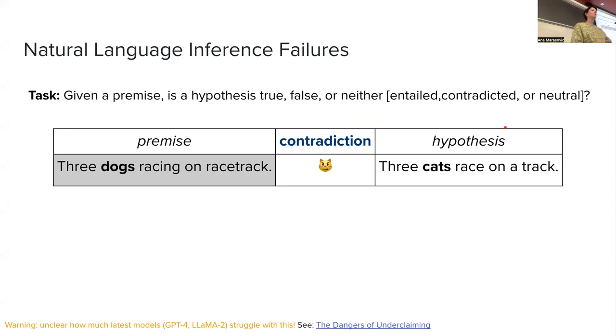We keep coming back to this task of natural language inference because the data collected for it, called SNLI, has a lot of these artifacts. The task is, given a hypothesis, like the sentence on the right here, to determine whether this sentence is true, false, or neither, given this premise alone. So knowing that there are three dogs on a racetrack, you should say that this contradicts that there are three cats, because there are dogs, not cats.